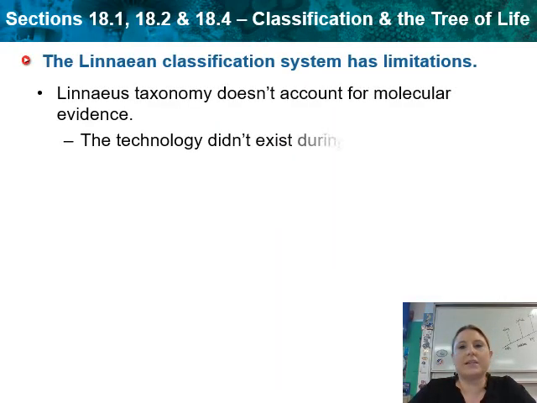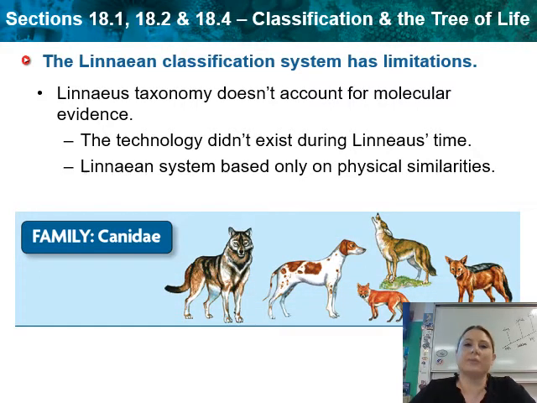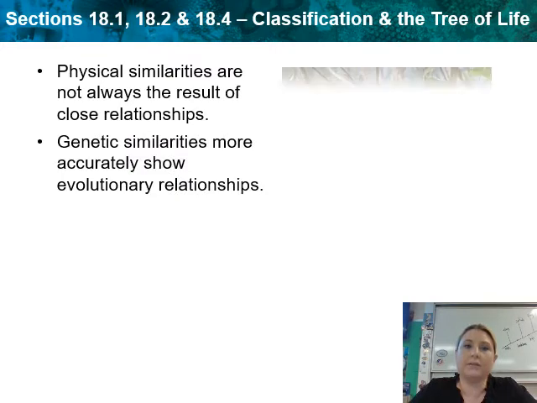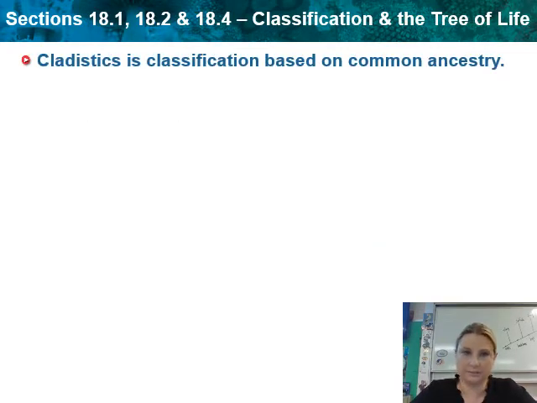Okay, the Linnaean classification system does have limitations. It did not count molecular evidence, because that technology wasn't around at that time. His system is only based on physical similarities, what he could actually look at and determine and then group together. But as we know, physical similarities are not always a result of close relationships. Genetic similarities more accurately show our evolutionary relationships. So as time has gone on, we've grouped things more accurately based on the genes.